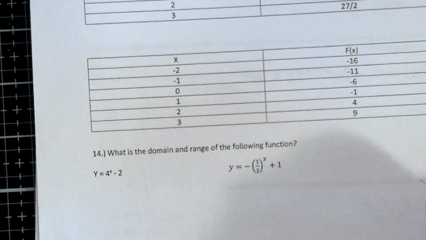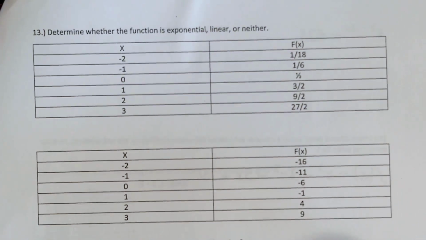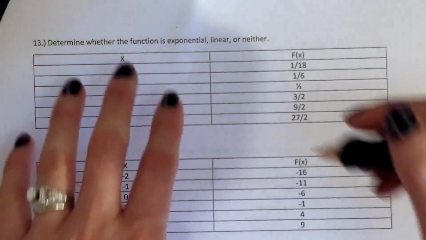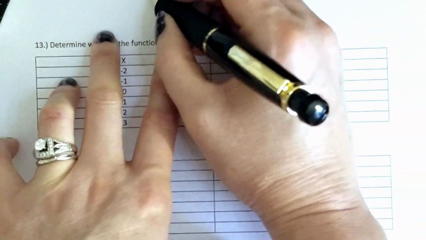Okay, number 13, determine whether the function is exponential, linear, or neither. So if it is exponential, that means that you are multiplying or dividing by the same number.